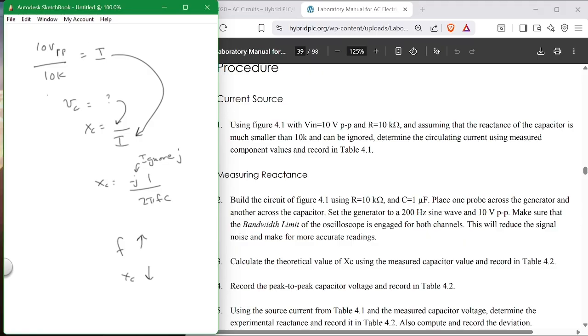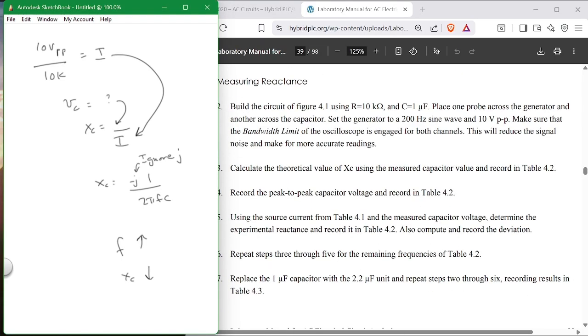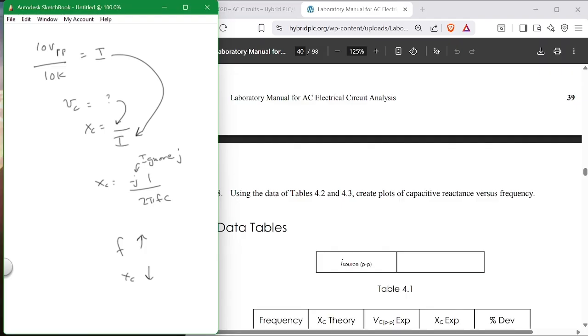Now, as long as everything is measured in peak to peak, you're good. This would be I peak to peak. If you measured everything peak to peak, this gives you your X sub C. You've got to measure it across the board, everything peak to peak, or if it asks you just for peak, you've got to do it that way. So you cannot ignore this peak to peak thing anymore.